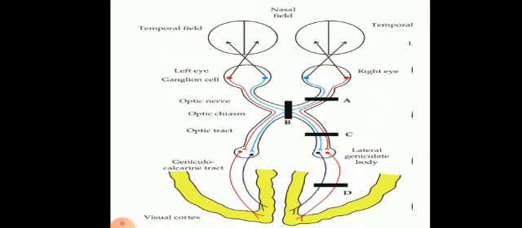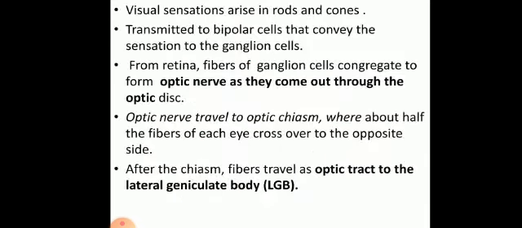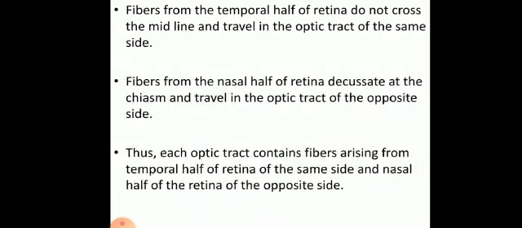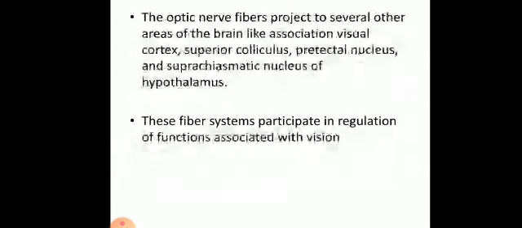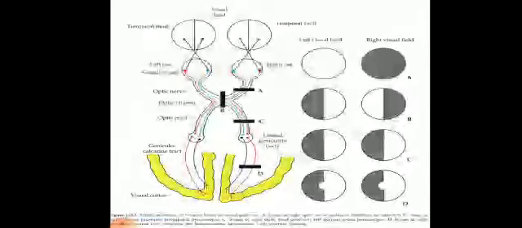Now, these fibers which have these projections to the superior colliculi, pretectal nuclei, etc., they actually participate in regulation of functions which are associated with vision. So, when visual pathway is asked, you need to draw this figure, and how the pathway goes exactly the way I have explained. You need to pen down the points, and to make it convenient for you all, I have actually put all the points in bullets. You can just have a note of it.